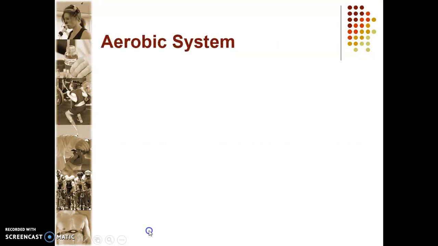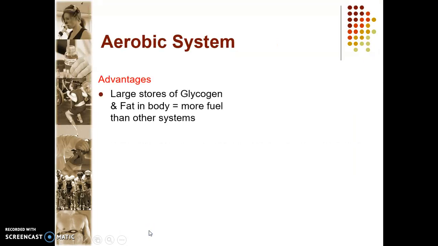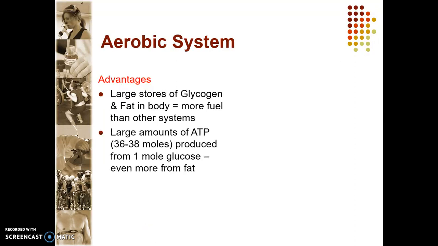Don't worry about that. The advantages of the aerobic system: large stores of glycogen and fat in the body, more fuel than other systems, large amounts of ATP, 36 to 38 moles produced from 1 mole of glucose, even more from fat. So you have to understand, from the ATP PC system, we only get 1 mole of ATP via 1 mole of phosphocreatine. So from 1 mole of glucose here, we get 36 to 38 ATP. Hopefully you can understand how important that is.